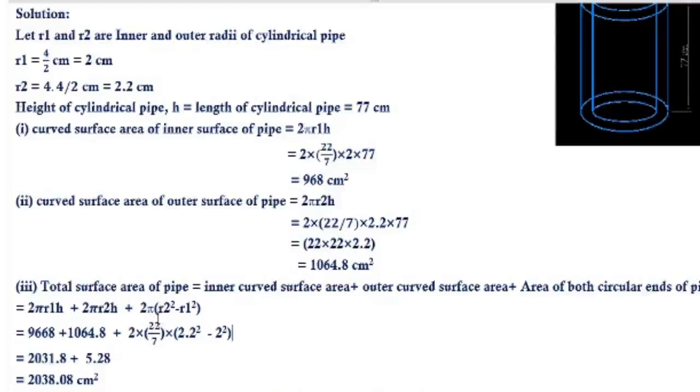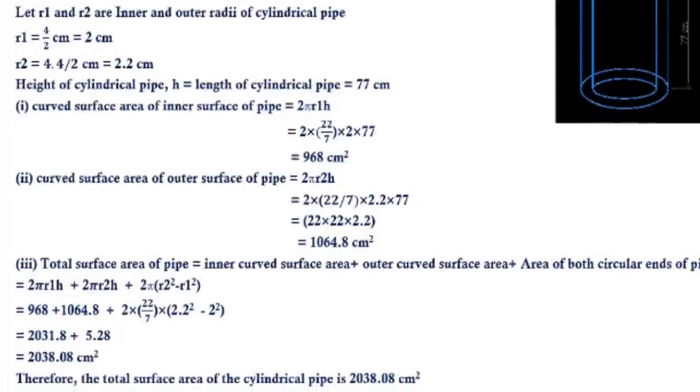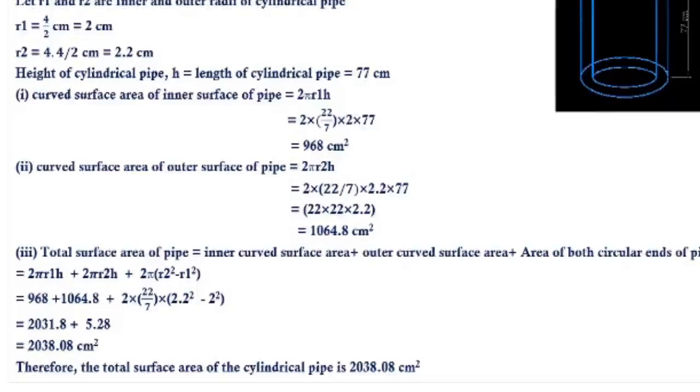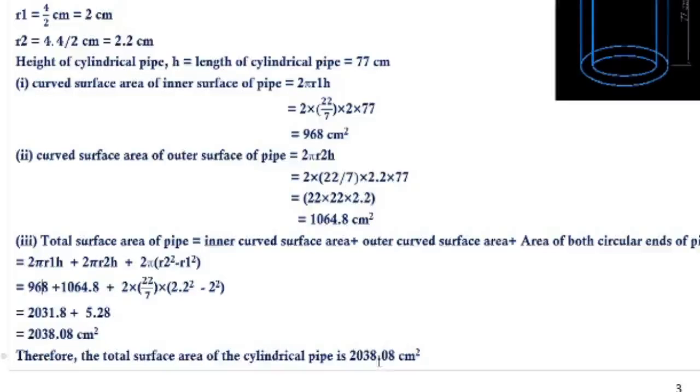Now we can substitute the values. First one 2 pi R1H, that is 968. Second one 1064.8 plus 2 into 22 by 7 into (2.2 square minus 2 square). Simplify it, you will get the answer 2038.08 centimeter square. That is the total surface area of the cylindrical pipe, equal to 2038.08 centimeter square.